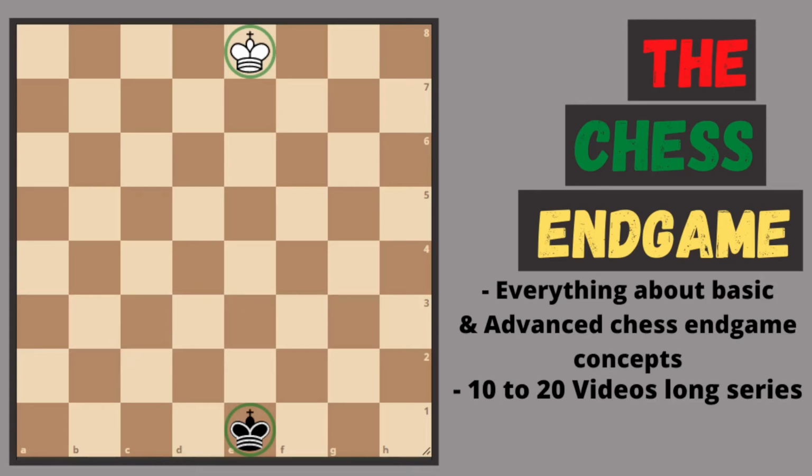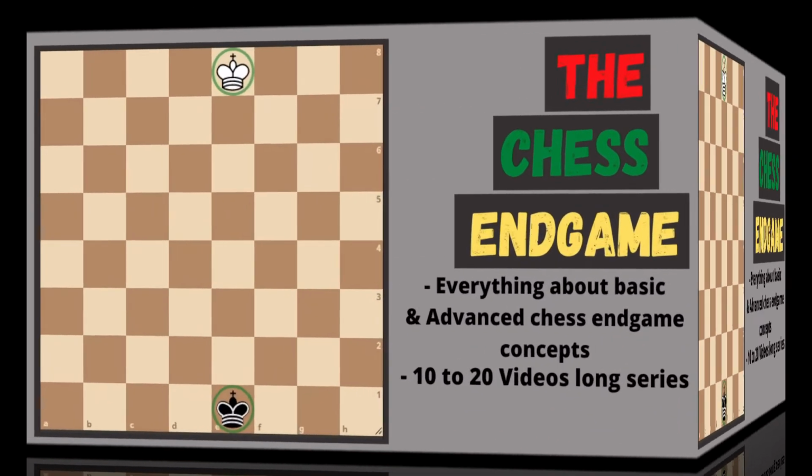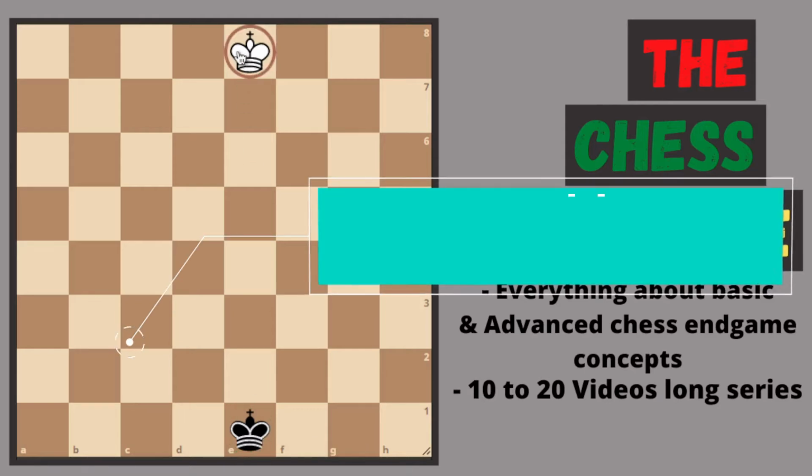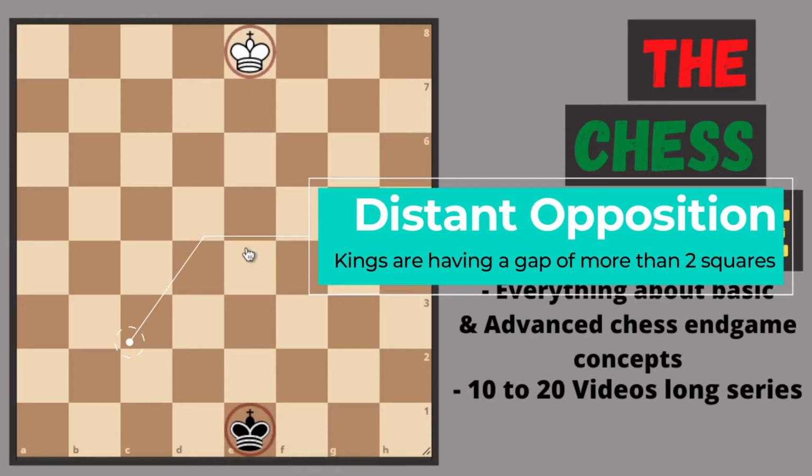We are going to study all of them one by one, and then I also have 3 examples and 2 exercises for you to solve so that you will not miss out on anything. So we first start with the distant opposition. When the kings are too far away from each other and there is a gap of more than 1 square in between, it is called a distant opposition.